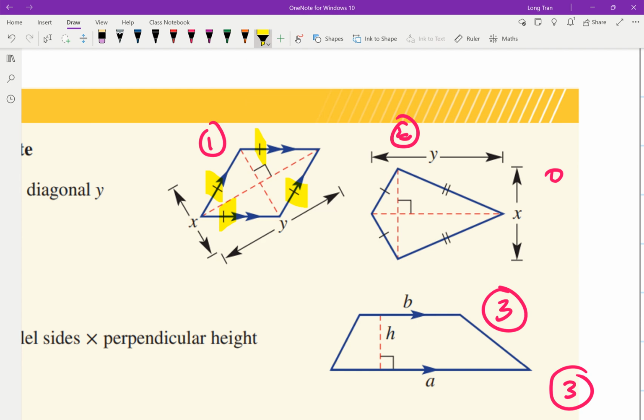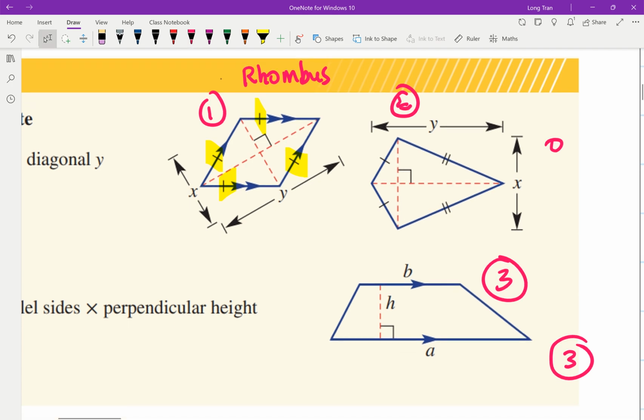A rhombus is a square, but skewed, meaning it doesn't have a 90-degree angle. It's not right angles. So this right here is a rhombus. You can tell by the equal sides with the dashes. What's number 3 then? That is a trapezium. I want you to make sure to draw the shapes into your notes. This is a trapezium.